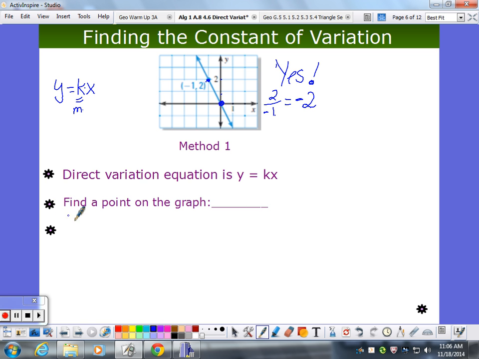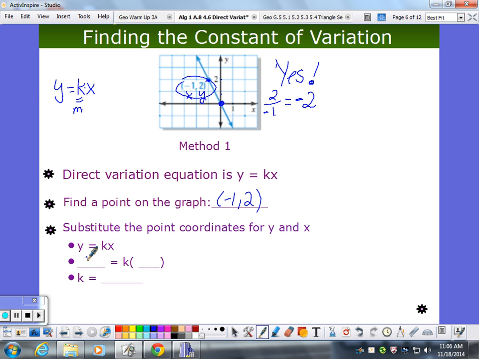Another way to do this is, you know y equals kx. I've got a point here. So here's an x, here's a y. Plug that in. If the point I'm using is negative 1, 2, substitute it in. So y is 2, x is negative 1. Solve this for k by dividing both sides by negative 1. So k is negative 2. This is a silly way to do it. I'll say that. There's no reason I really have to do it for this.